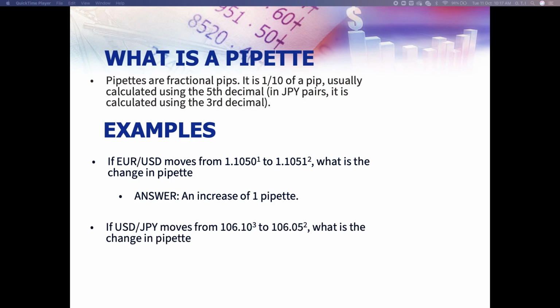Now let's go through another example. So the Japanese yen, because we said the Japanese yen pipette is located in the 3rd decimal place after the decimal point, right?